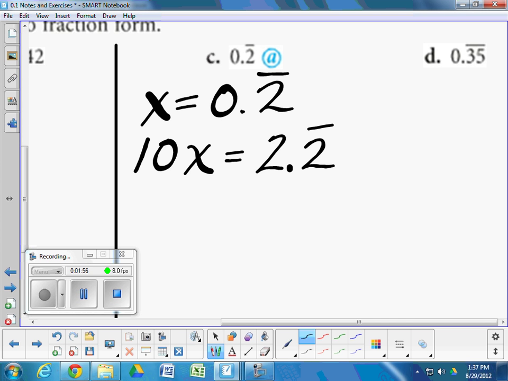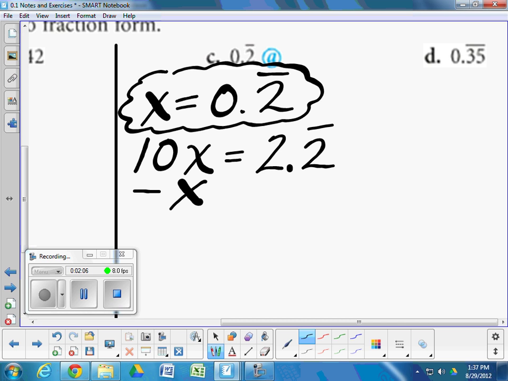The next thing we do is we subtract one equation from the other. You take your original equation that you had, and you're going to subtract x on one side, while you subtract 0.2 repeating on the other side. Now you might think that's illegal because you're supposed to subtract the same thing on both sides. We did. They are the same thing because we set them equal at the beginning of the problem. You can take away 3 from both sides or divide by 10 on both sides or whatever you want as long as it's the same.